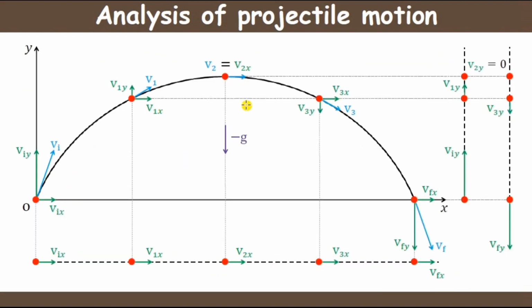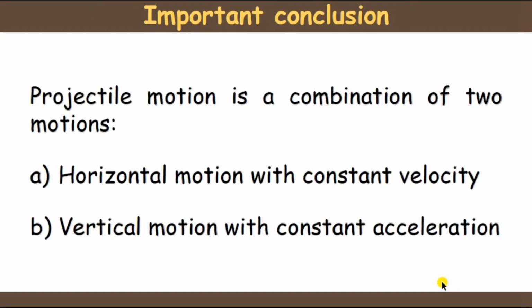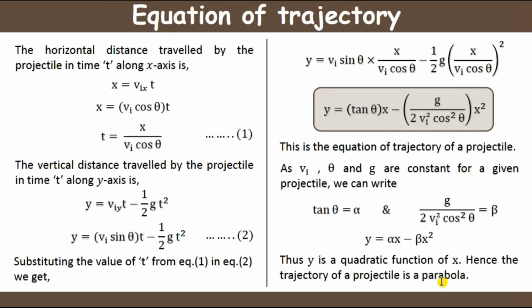So at each and every position, if you consider the values of Vx and Vy, they tell us very clearly that the horizontal component remains constant throughout the motion, but the vertical component varies point to point, right? By taking this into account, we are going to derive the equation now. So the conclusion is here. Projectile motion is the combination of two motions: horizontal motion with constant velocity and vertical motion with constant acceleration, that is, acceleration due to gravity.